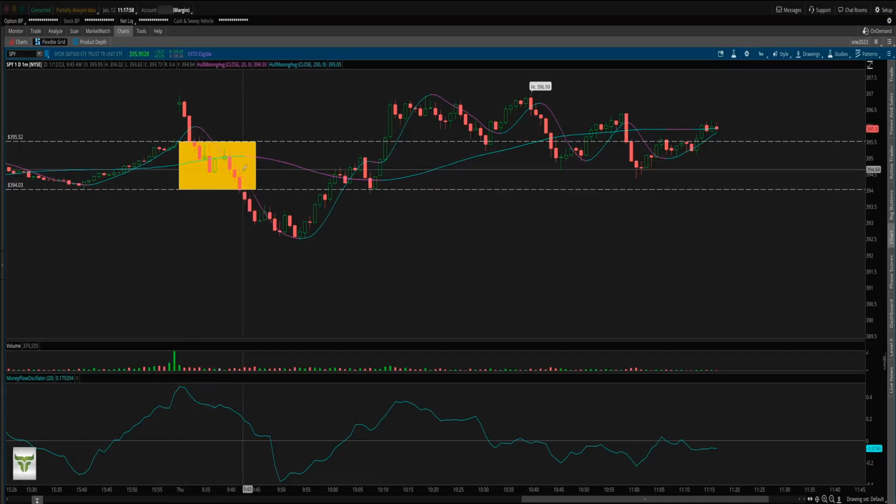I like to look and see what's going on. Because we had the jobs data come out and Powell and all this other kind of stuff, we didn't know what was going to happen today. So I'm just hanging here, chilling out, and I'm just looking at everything. I actually just watched the market, all right? And then I waited.